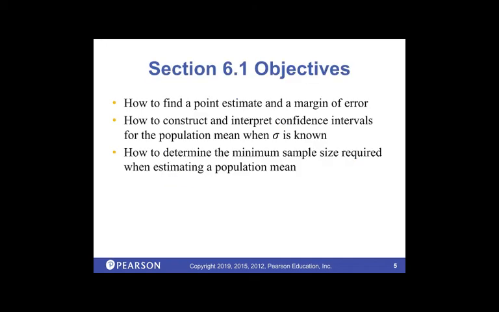Some objectives for 6.1: how to find a point estimate and a margin of error, how to construct and interpret confidence intervals for the population mean when the standard deviation is known, when sigma is known, and how to determine the minimum sample size required when estimating a population mean. These are the objectives for 6.1.